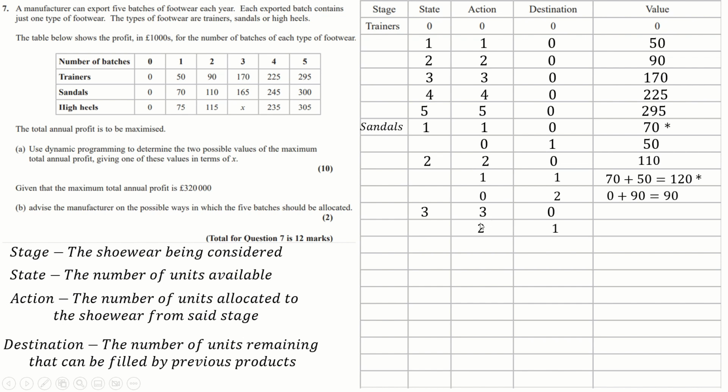Then for 3, the same kind of idea goes on here. You can either do 3 and 0, 2 and 1, 1 and 2, or 0 and 3. We'll find all the profits for those. So 3 and 0 is 165 and 0. 2 and 1 is 110 and 50, and so on. The best choice here is 0 sandals and 3 trainers for 3 pairs.